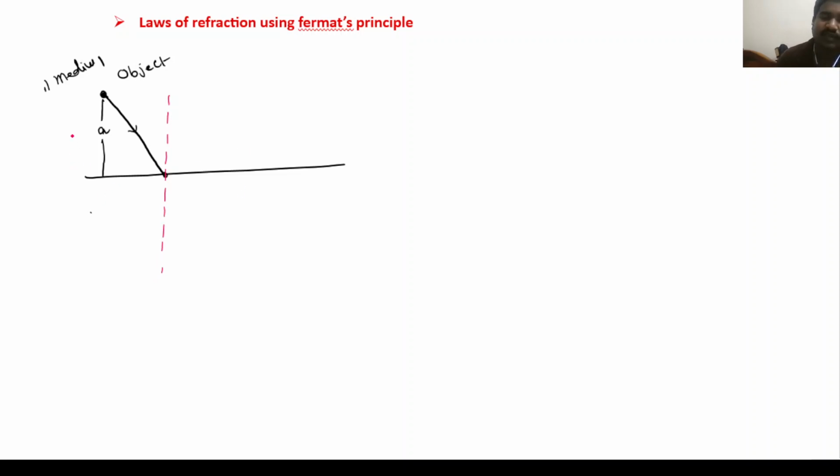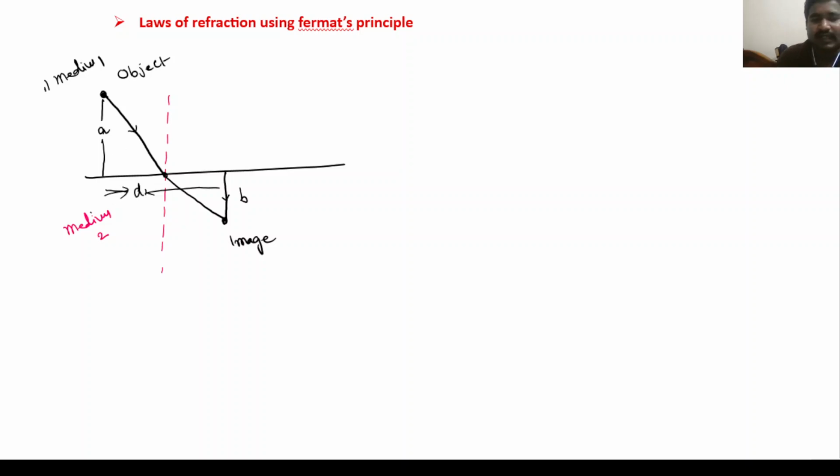Now this is medium 1 and this is your medium 2. The light ray will bend at the point, so it will go like this. At a certain point it forms an image. At this point you get an image, and the depth of the image from the surface you can take as b. The separation between object and image you can take as d. The distance between object and image you can take as d.